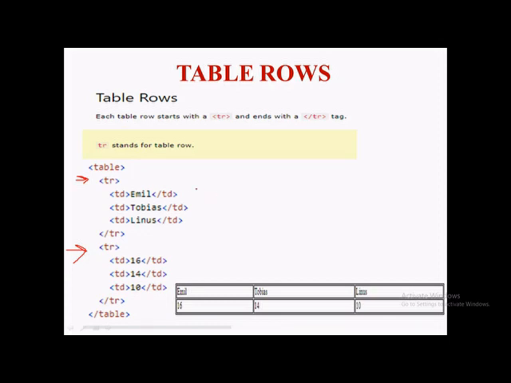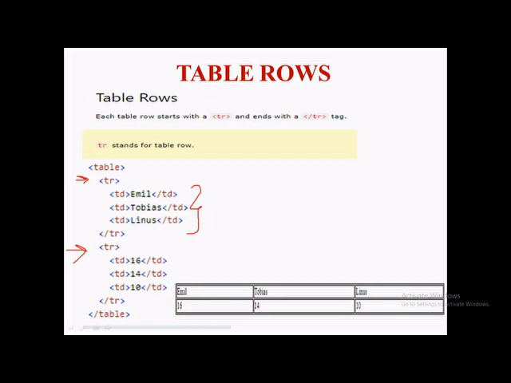Now what are the contents that I am going to write in the row of the table? That is ML, Topias, Linus. After including these contents, I'm closing the row tag and opening a new row. So the new row will be created after inserting the content of ML, Topias and Linus.